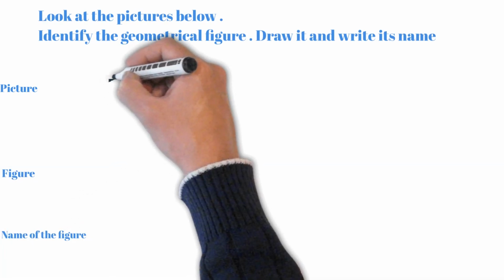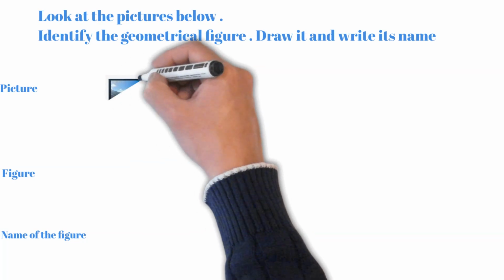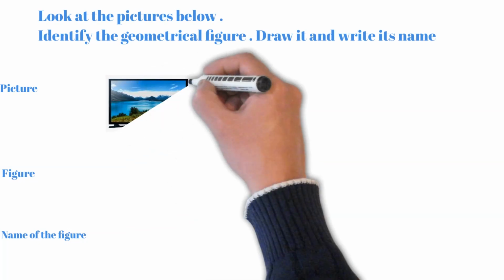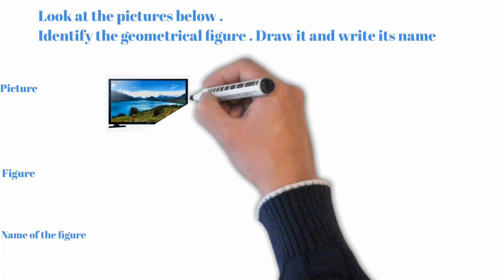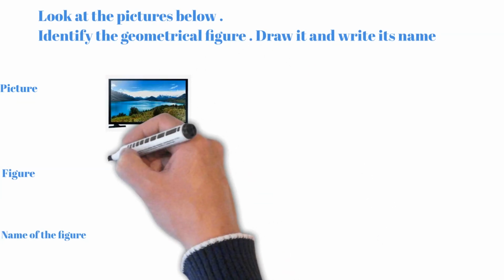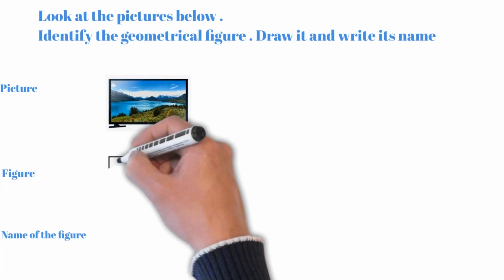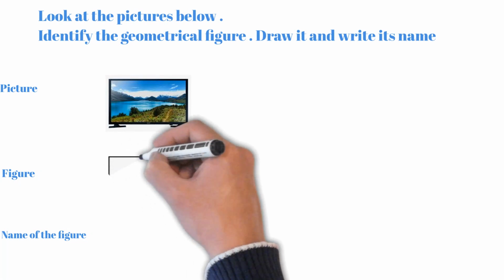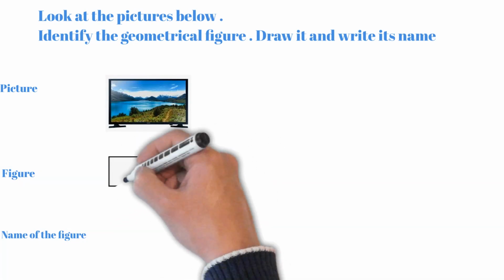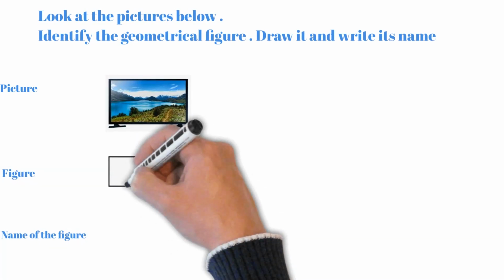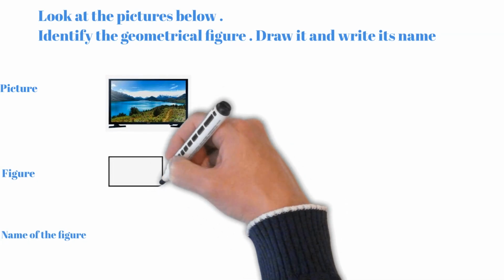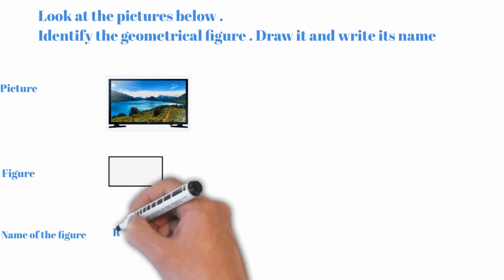Suppose the first picture is a television. Looks like he's drawing the television now. If you see the television, the LED or LCD or whatever it is, what kind of figure does this look like? It looks like a rectangle, right? So I'm drawing the rectangle here, and definitely write down the name of the figure as rectangle.